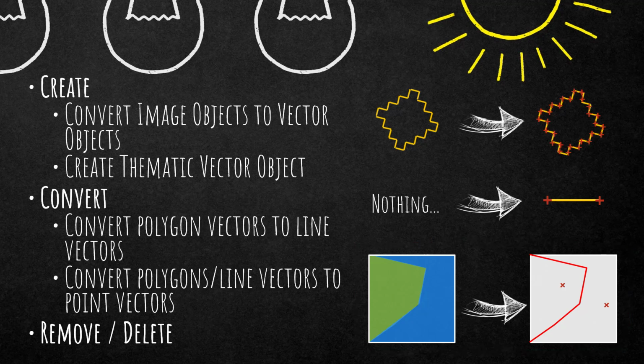And finally, I'm going to show you how you can remove or delete thematic layers that you don't want to have in your project anymore, out of your project, or remove polygons within your thematic layer. So not removing the whole layer, but removing the polygons, for example.